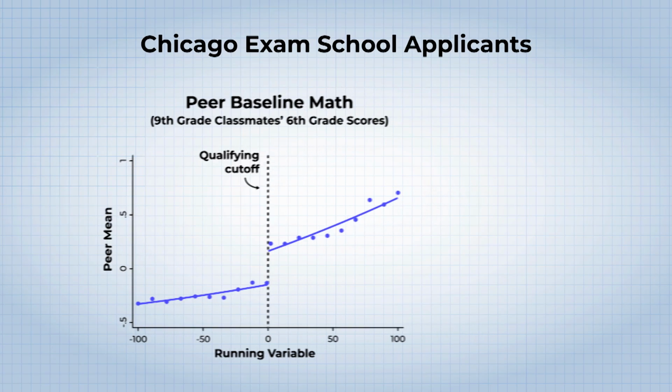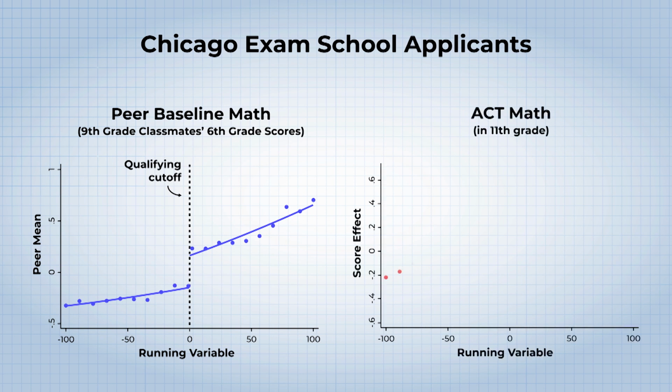Let's plot applicants' ACT scores against their tiebreaker values. This plot shows that exam school applicants who clear their qualifying cutoff perform sharply worse on the ACT. What explains this? It takes a tale of IV and RD to untangle the forces behind this intriguing and unexpected negative effect. But first, some IV theory.